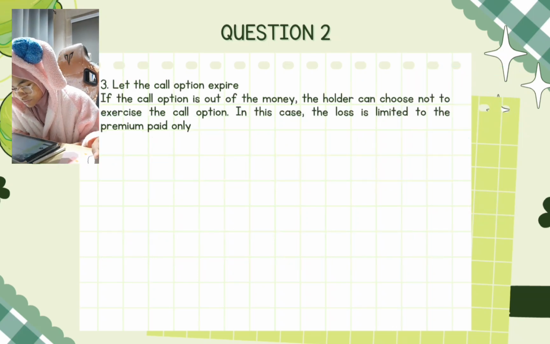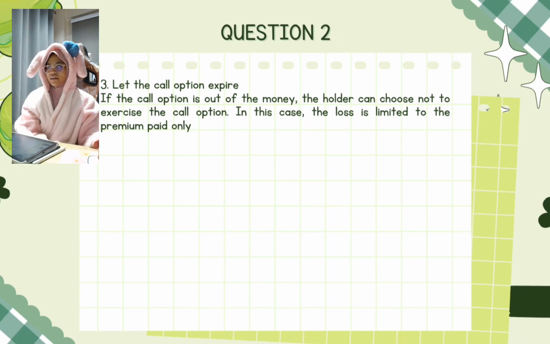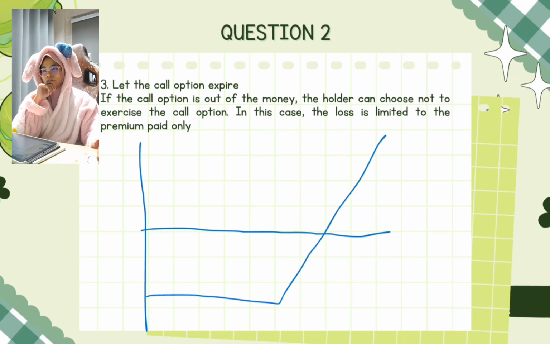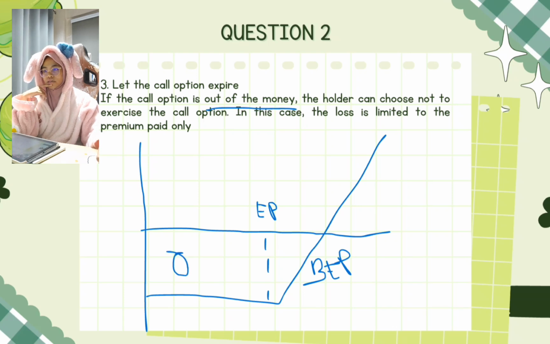So next is let the call option expire. If the call option is out of the money, the holder can choose not to exercise the call option. In this case, the loss is limited to the premium paid. Let me draw another diagram. Okay, this is the BEP. This is the EP. So if the call option is out of the money, here is OTM.